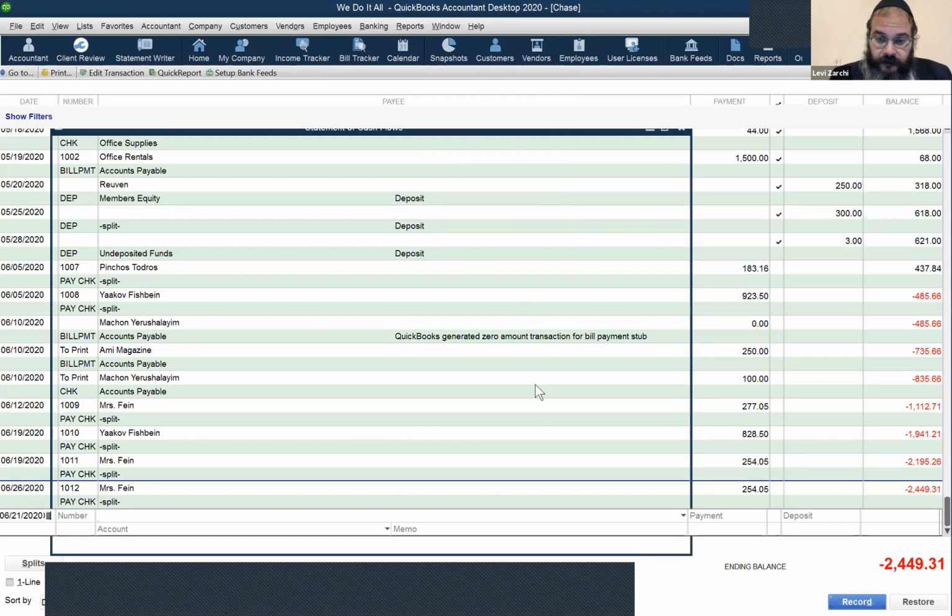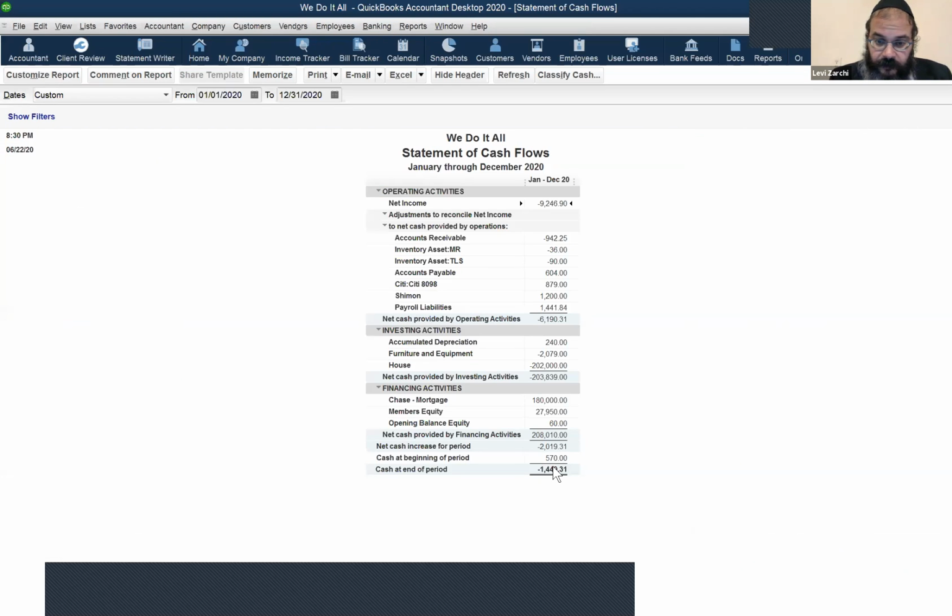Okay, so cash at end of period, and this is not clickable, right? The last line. So if you ever see that, it doesn't matter.